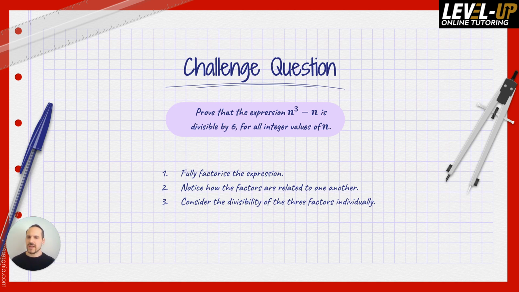You might want to first factorize the expression. You could take out a factor of n to get you started. Once you've fully factorized it, you're going to get 3 factors, so try and look at how those factors are related to one another. Consider the divisibility of those three factors and see if you can then logically explain why this is always going to be divisible by 6. Quite a tricky one this. Well done if you can get it, but don't worry if you can't, because like I said, this is designed to be a real challenge.